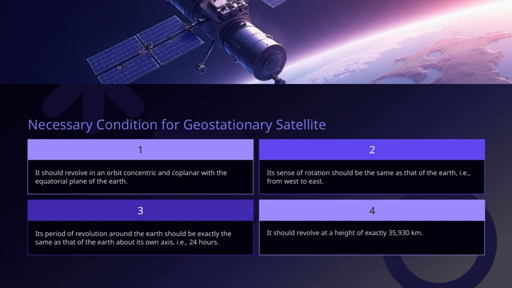Furthermore, its period of revolution around the Earth should be exactly 24 hours, the same as the Earth's own rotation period. This synchronization is what makes the satellite appear to hover over the same spot continuously. Finally, the satellite must revolve in an orbit that is both concentric and coplanar with the Earth's equatorial plane. In other words, it should be in a circular orbit aligned with the equator, avoiding any inclination that could cause it to drift away from its fixed position. Putting all these conditions together, we achieve a satellite that remains stationary relative to the Earth's surface, which is essential for applications like communications and weather monitoring.